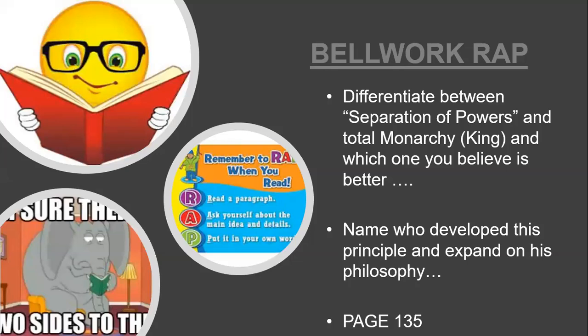Okay, back to our bell work. I want you to go to your bell work section, and I want you to tell me what the difference is between separation of powers and a monarchy, meaning a king. You tell me which one is better, and tell me who developed the principle of separation of powers. We just talked about him. And expand on his philosophy. Page 135. Page 135.